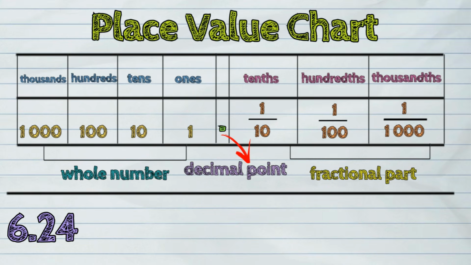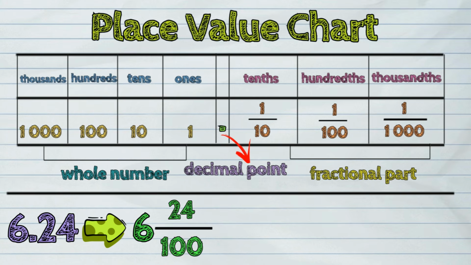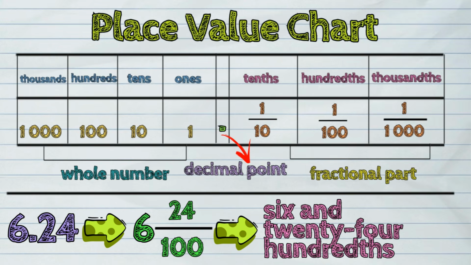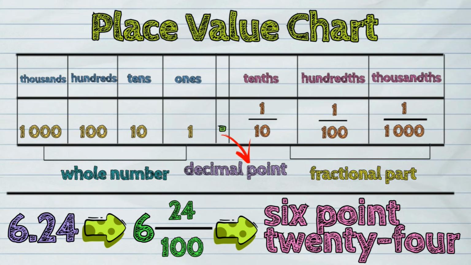Last example. In fraction, we write it as this. We read this decimal number as 6 and 24/100 or 6.24.